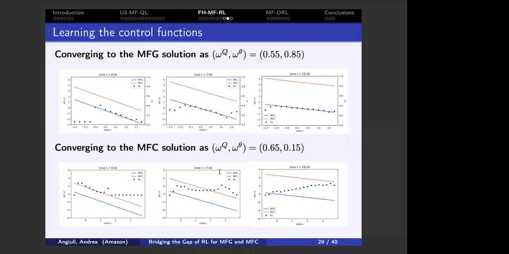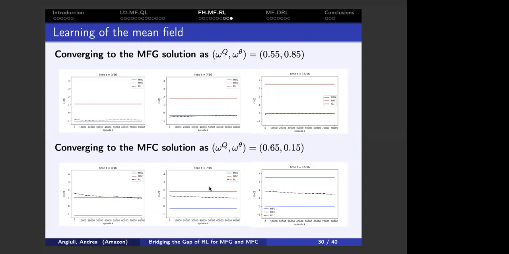So we are working on an extension that is applying other techniques from deep reinforcement learning to solve problems in continuous spaces, and we are planning to come back to this problem later on with better results.